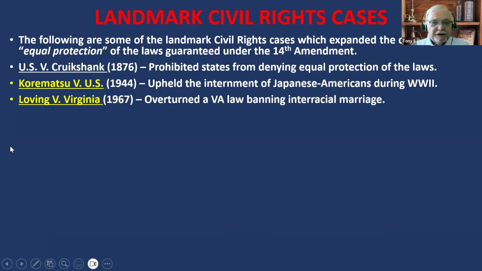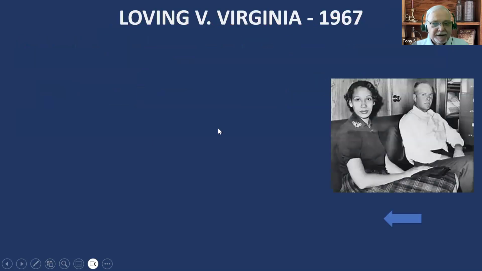Loving versus Virginia, 1967, another landmark civil rights case, overturned a Virginia law banning interracial marriage. So let's look at this. This is Mr. Loving and his wife.